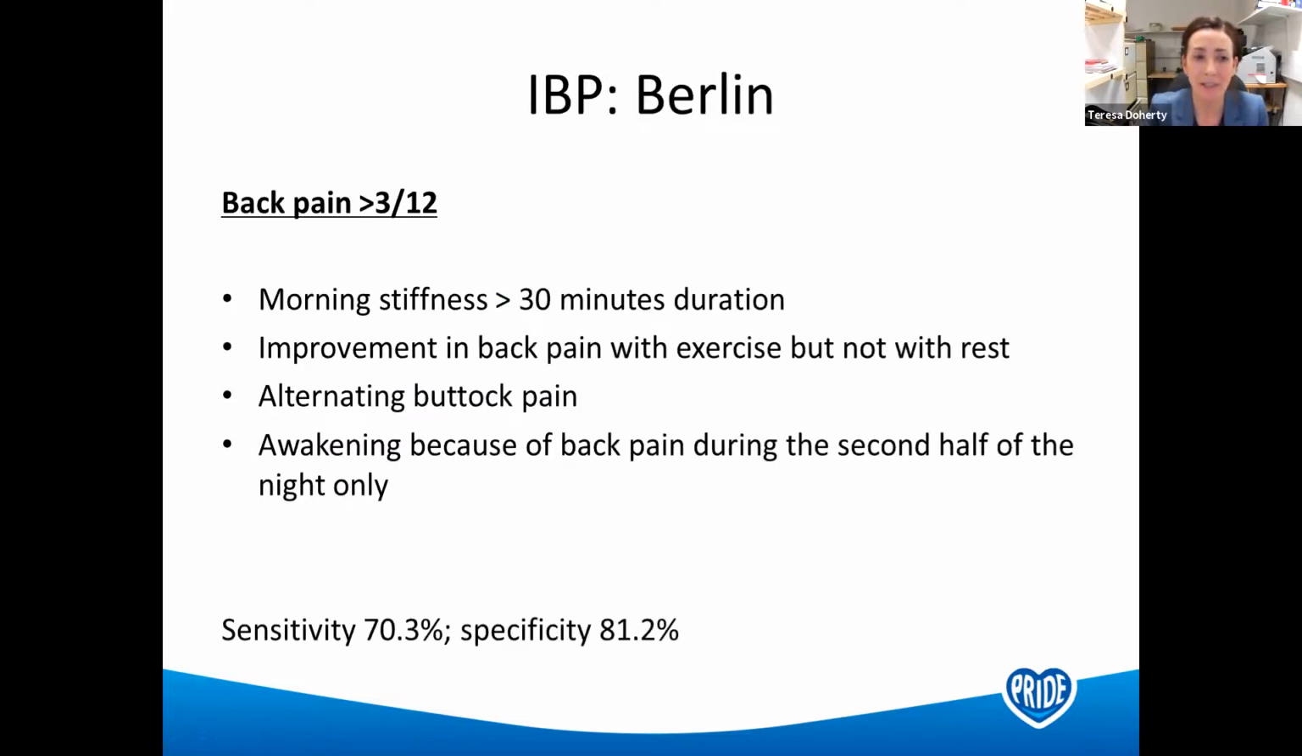The Berlin criteria: back pain for more than 3 months with morning stiffness of greater than 30 minutes duration, improvement with exercise but not with rest. Alternating buttock pain is a very good sign, and awakening in the second half of the night due to back pain. Sensitivity is about 70% and specificity about 81%. The more of these you have, the more sensitive and specific. If you just have one, think about it.